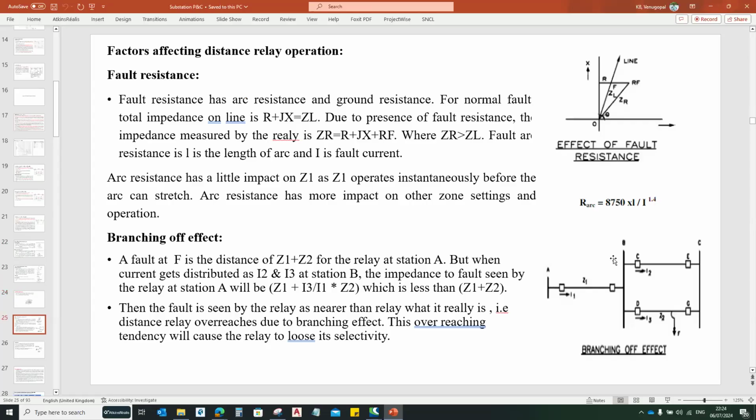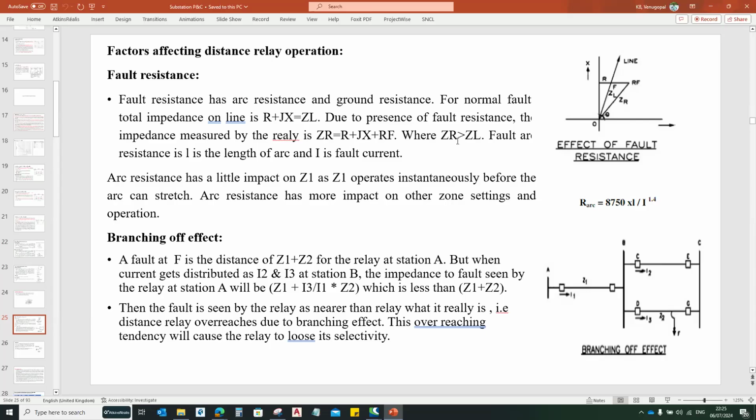For the distance relay, there are several factors that affect the setting parameters, that is, the impedance value. One is the fault resistance, which comprises the arc resistance and the ground resistance. For a normal fault, the total impedance of the transmission line is R plus jXL, that is ZL. Due to the presence of fault resistance, the impedance measured by the relay is R plus jX plus Rf. The Rf is the resistance of the arc in the fault, and that resistance also adds to the Zr.